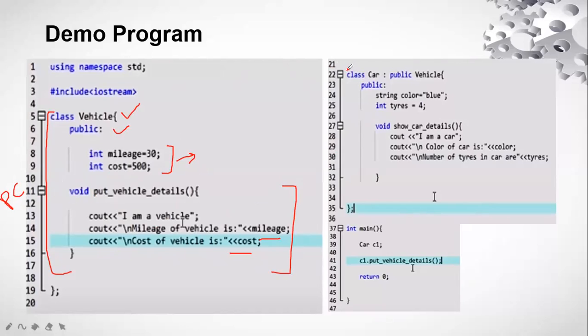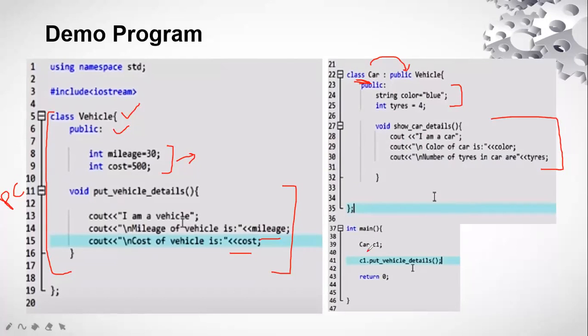This is one more class, Car, defined here. Class Car colon public Vehicle. Now Car is a subclass which is inheriting the properties of class Vehicle publicly. Now public string color is equal to blue, int tire is equal to 4. These are the data members of subclass Car, and this is the function for subclass Car: void show_car_details. It will print I am a car, color of car, color, number of tires in a car, and closing of it.